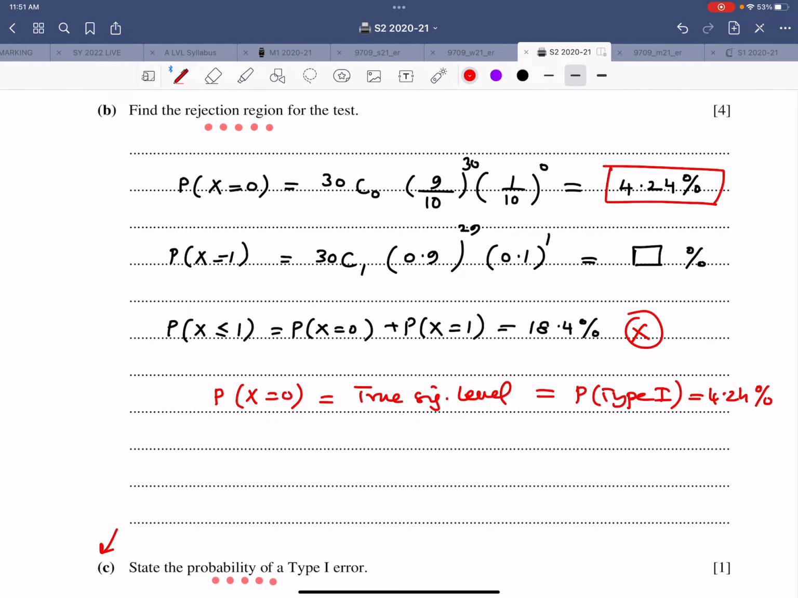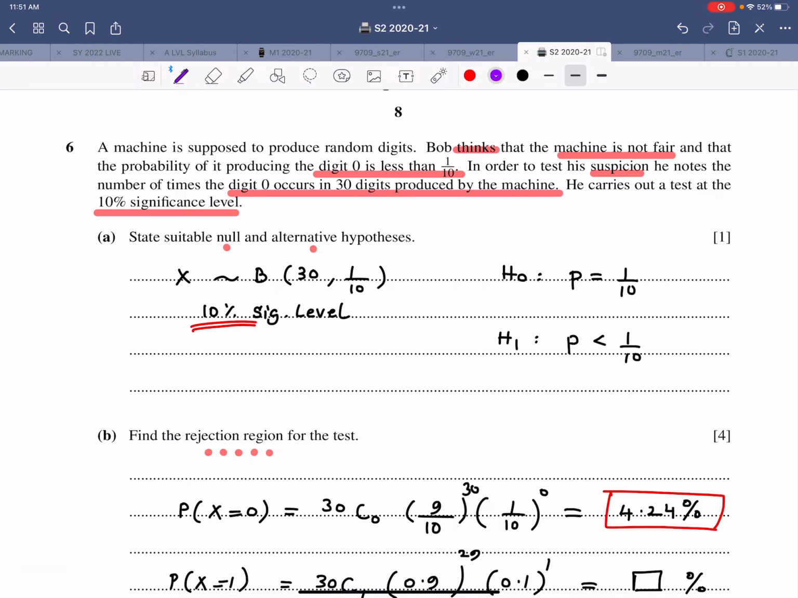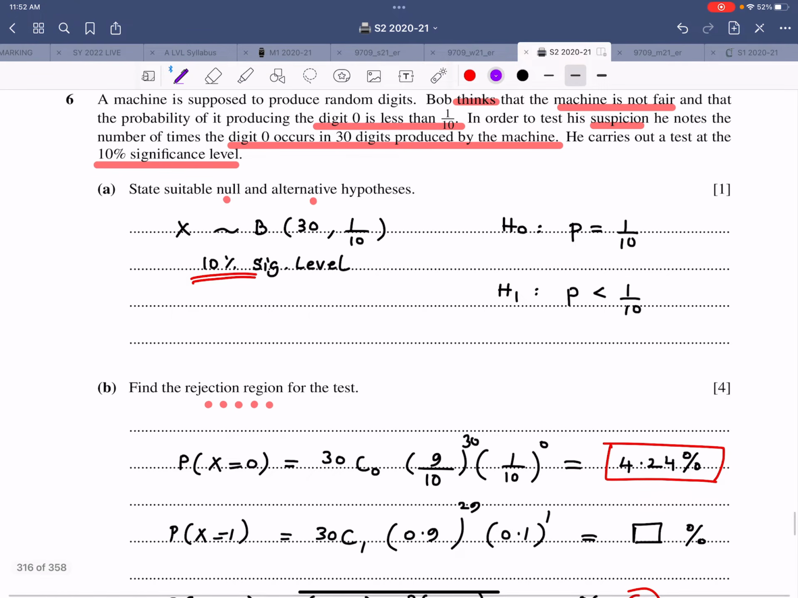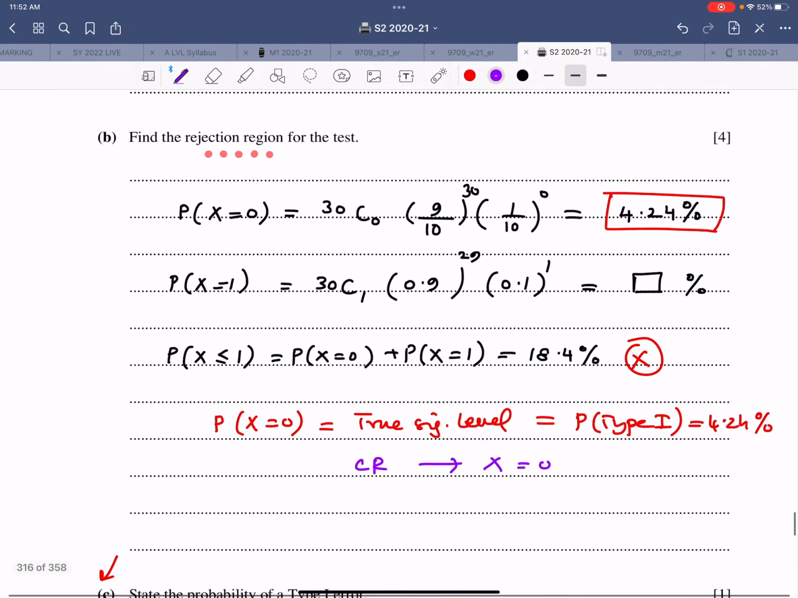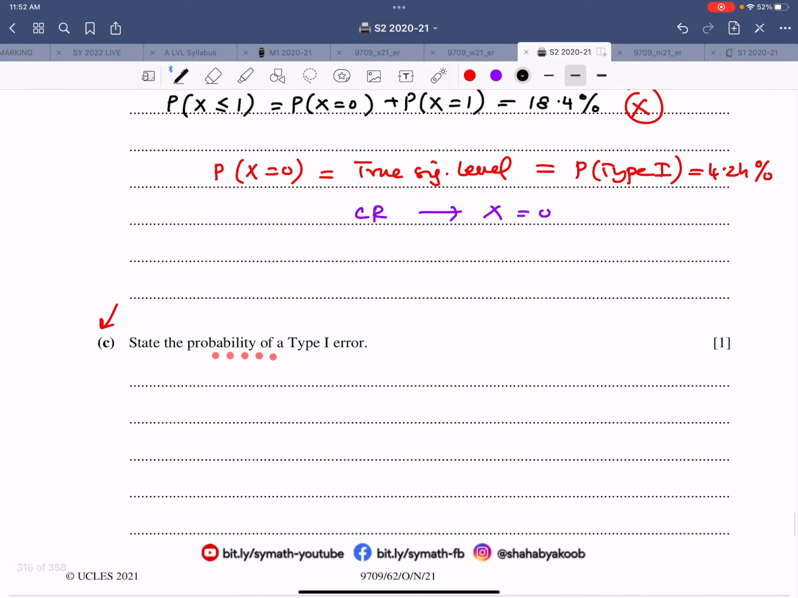And what is the critical region? Critical region is X equals 0. There is only one value. That means if you get 0 digits, 0 times, that is the only critical value. So this is the rejection region. The probability of the rejection region is the type 1 error. That is probability of X equals 0, which is 4.24%.